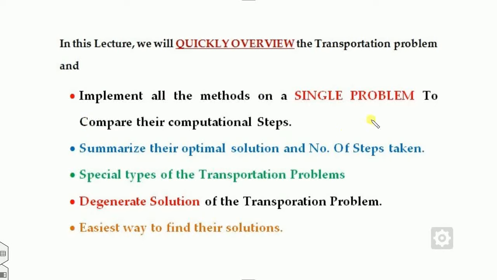Basically in this task, I just consider a single problem and try to solve it with the help of the northwest, least cost and the VAM methods. By using the Modi method, we calculate the optimal solutions and check how many steps are needed in each of the cases. Apart from it, some special types, some degenerate solutions are discussed, and the way of finding the optimal solutions will also be discussed in this presentation.